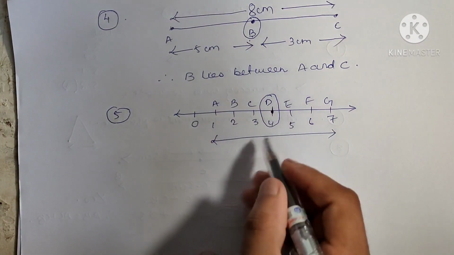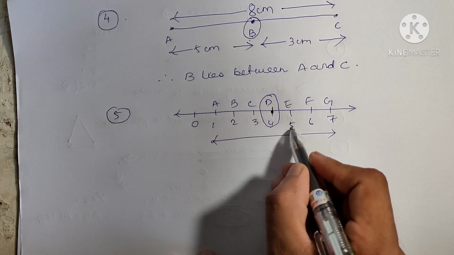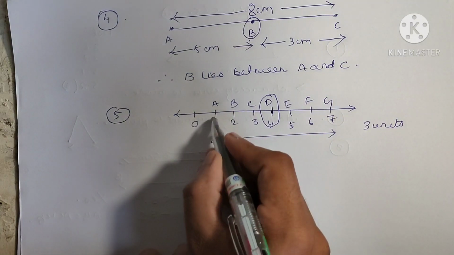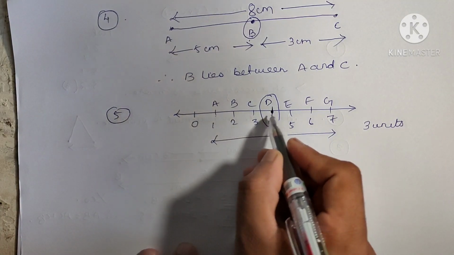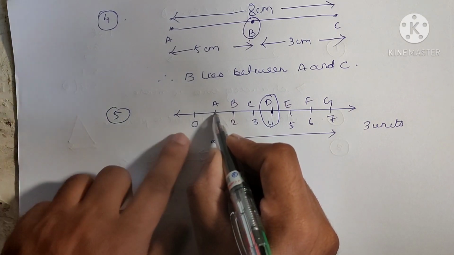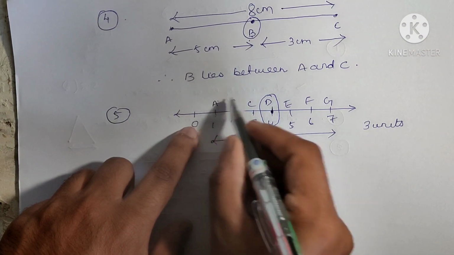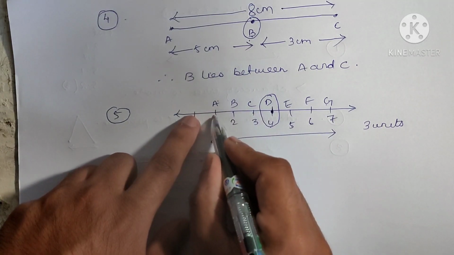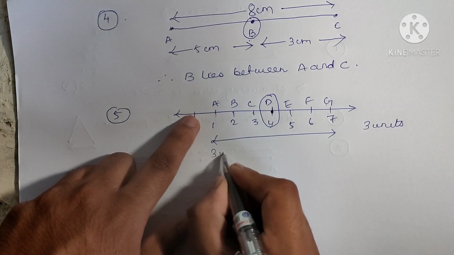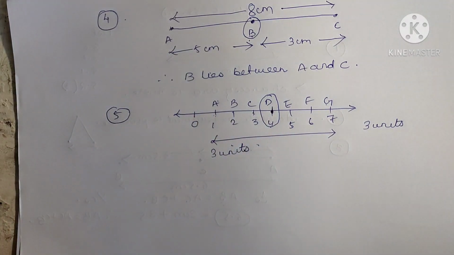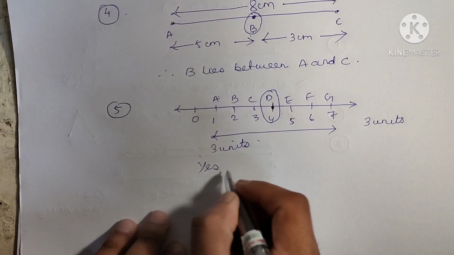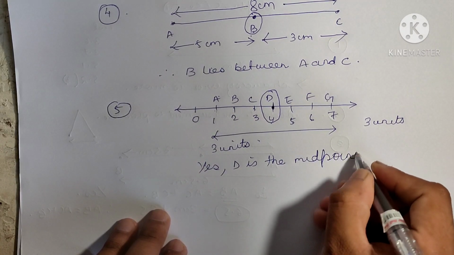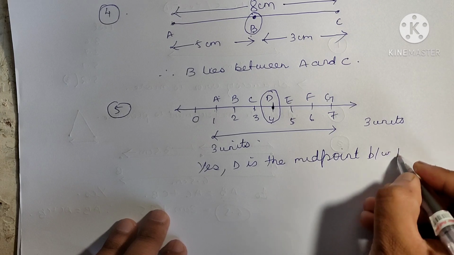When you see D, it is at number 4. After that, how many numbers are there? 1, 2 and 3, so 3 units are there. And before that, till A, how many numbers are there? If you count again, 1, 2 and 3. We did not consider 0 because the question is saying A to G, not from 0. That is why you have to count from A. So 1, 2 and 3. Here also we are having 3 units. On both sides we are having 3 units. So we can say that yes, D is the midpoint. You write like this: yes, D is the midpoint between A and G.